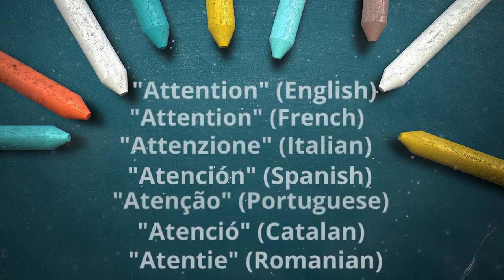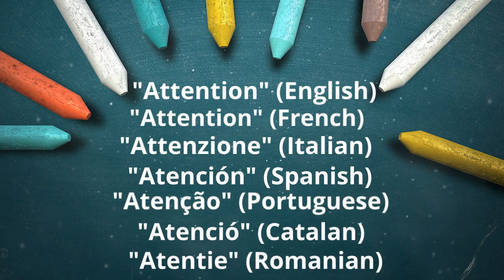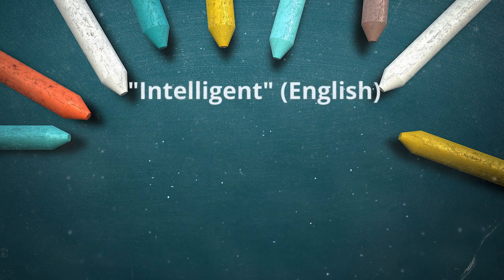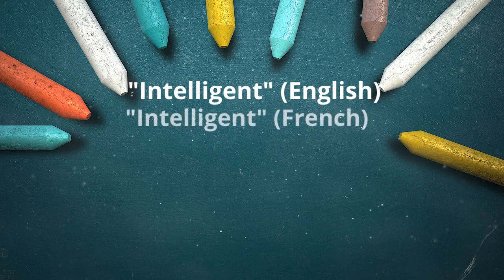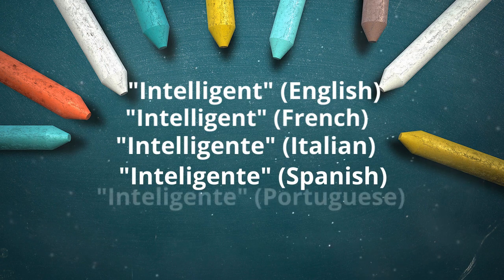Here are some examples of cognates in English, French, Italian, Spanish, Portuguese, Catalan, and Romanian. These Romance languages share a lot of cognates. Intelligent, intelligent, intelligente.